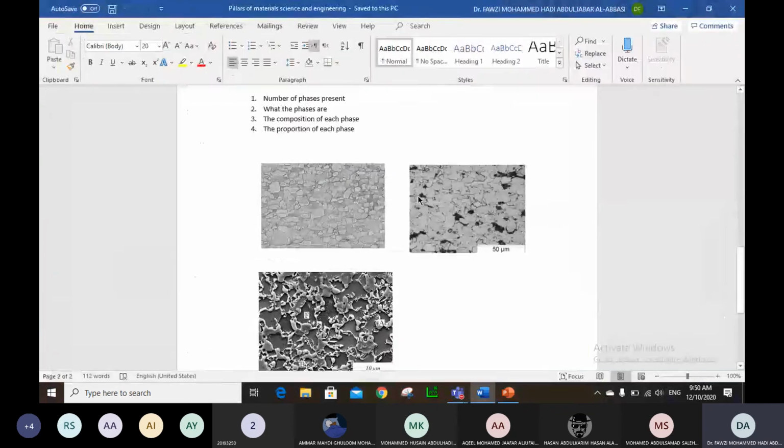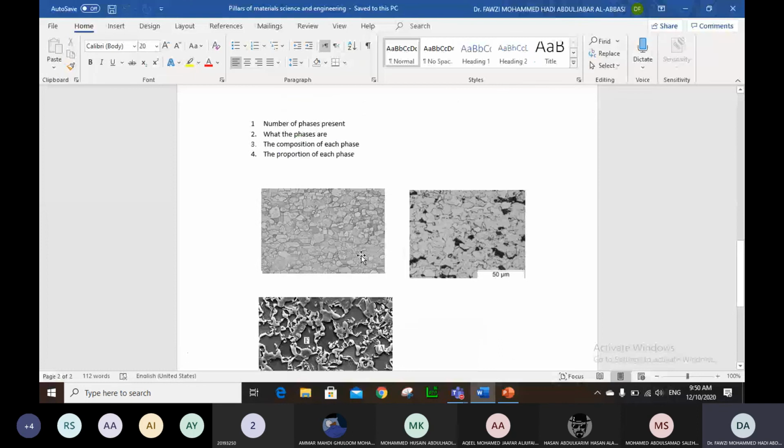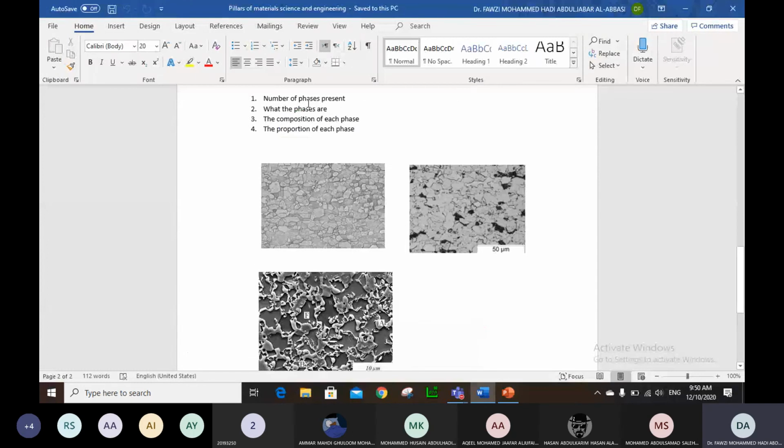Let us see these figures here. As we said, the number of phases which are present are important. This is a single phase material, as you can see here. It has different grains, but this is single phase. So this is, let's say, a ferrite phase. In here, this is steel basically. This is the ferrite phase. This is a second phase.